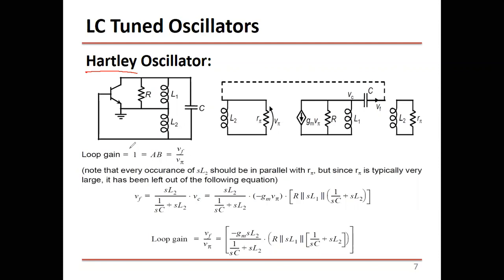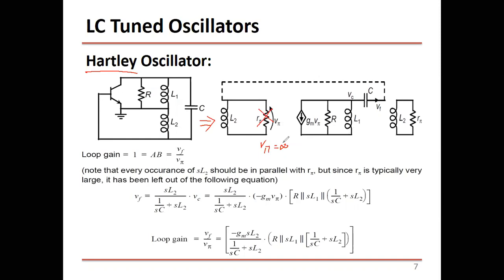I will use the same way we used before, which is to find A and to find B, to find A times B, the loop gain, and make the loop gain equal 1, and solve for the real part and imaginary part as we did before. Okay, so again, let's replace this with the equivalent circuit. And again, we should assume that R pi is infinity. So R pi is infinity, so we just ignore it, and we draw the circuit this way.